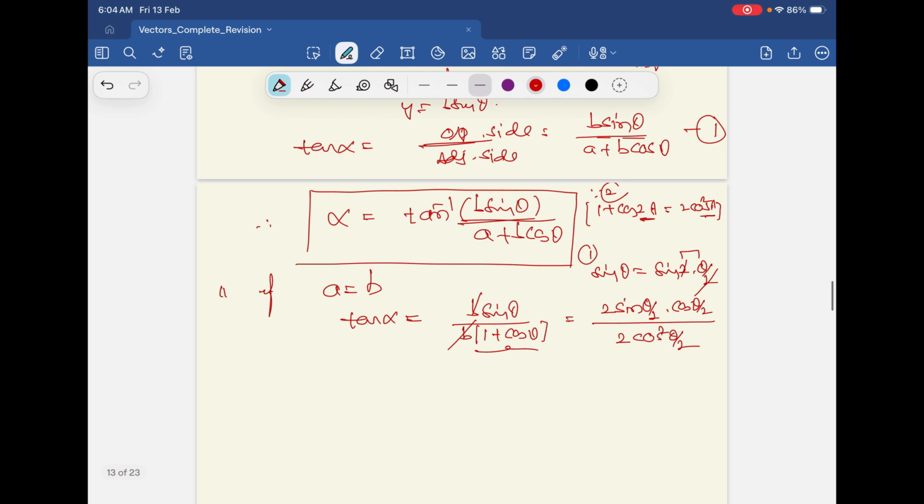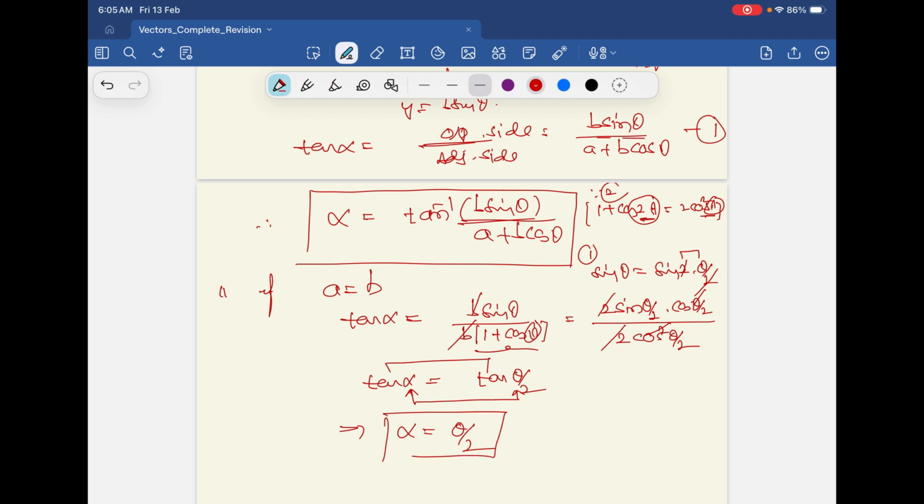So sin 2a formula is 2 sin a cos a, and 1 plus cos 2a formula is 2 cos square a. When this is 2a, it is becoming a, so this is theta and it becomes theta by 2. When you simplify, students, one cos theta by 2 gets cancelled. So you can write tan alpha is equal to tan theta by 2. Whenever two trigonometric functions are equal, their arguments, the angles, are also equal. So from this we understand alpha is equal to theta by 2.